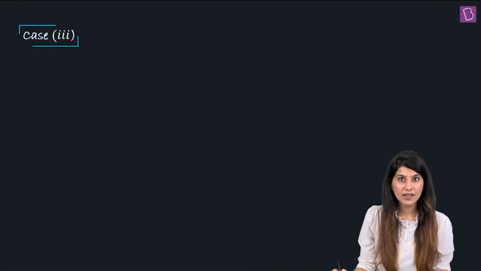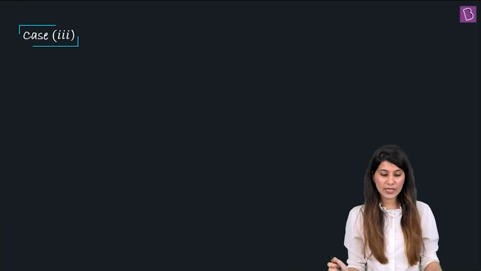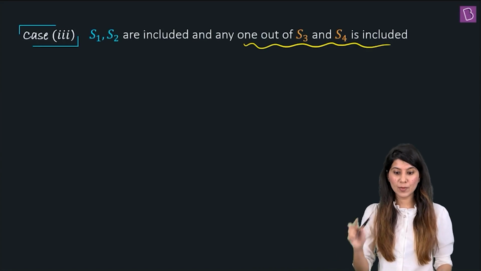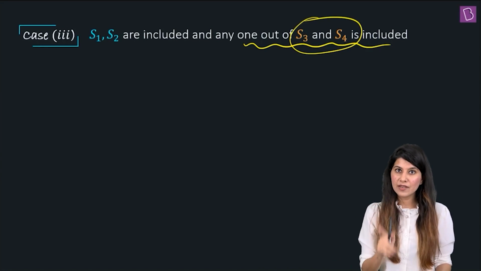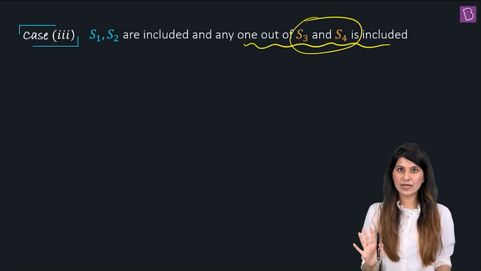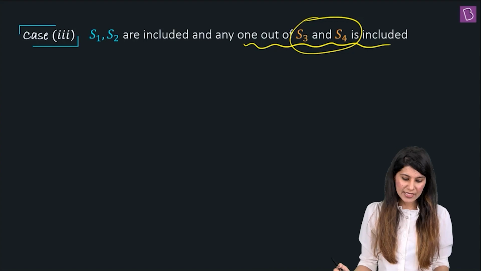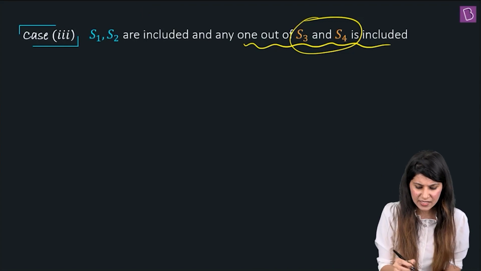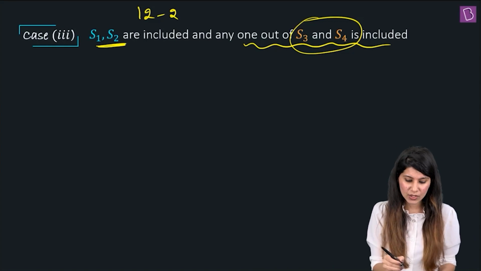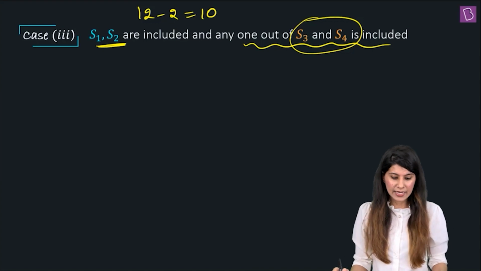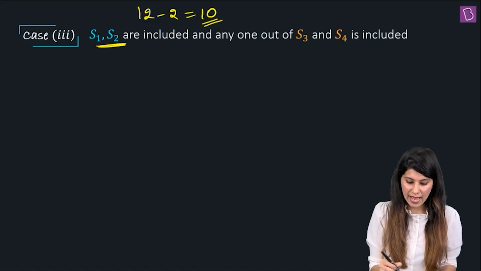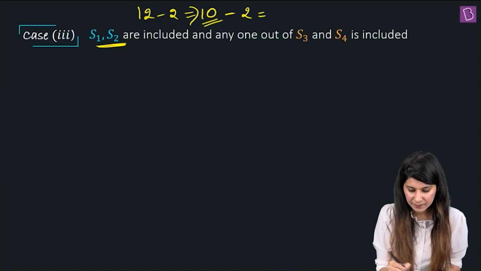Let's talk about case 3. Case 3 says we'll include S1 and S2, but we'll include 1 out of S3 and S4 because both of them cannot come together. One of them will come individually. So there are 12. Let's subtract these 2 because these 2 particular are there. So 10 people are there. Out of these 10, 2 are these 2, so 10 minus 2 will be 8.